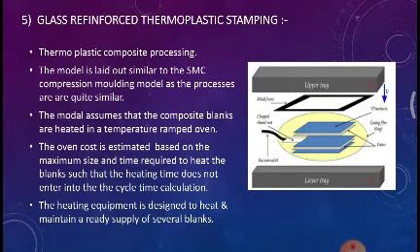Step 5, glass reinforced thermoplastic stamping. Thermoplastic composite processing. The model is laid out similar to the SMC compression molding model as the processes are quite similar. The model assumes that the composite blanks are heated in a temperature ramped oven. The oven cost is estimated based on the maximum size and time required to heat the blanks such that the heating time does not enter into the cycle time calculation.